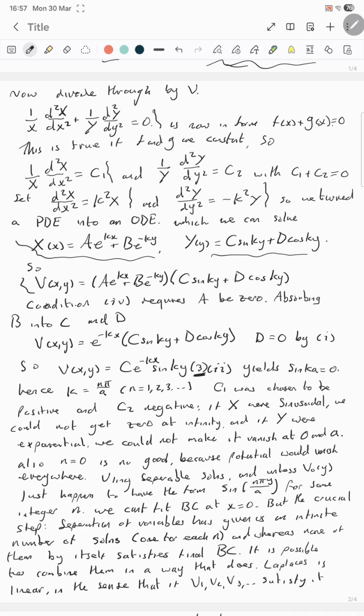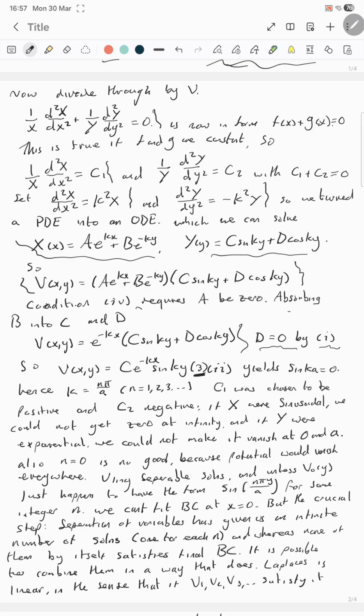Now our standard solutions for X and Y are these, because of our negative k squared in this case. So our potential V of x and y is given by here. This condition requires A to be 0. Absorbing constants B, C and D, we get this. D equals 0 by our earlier condition.